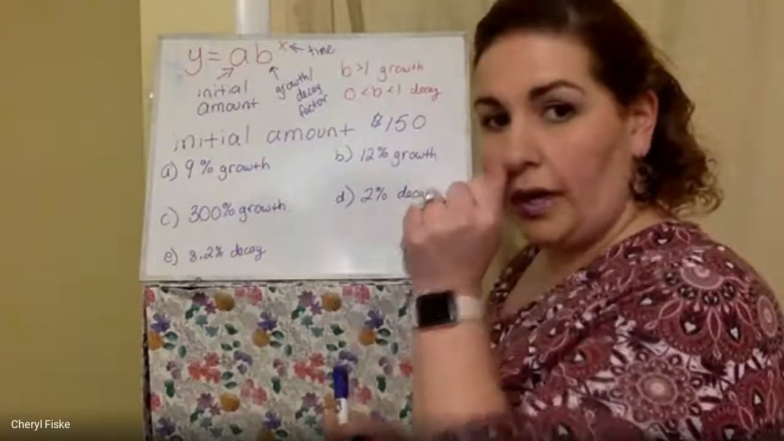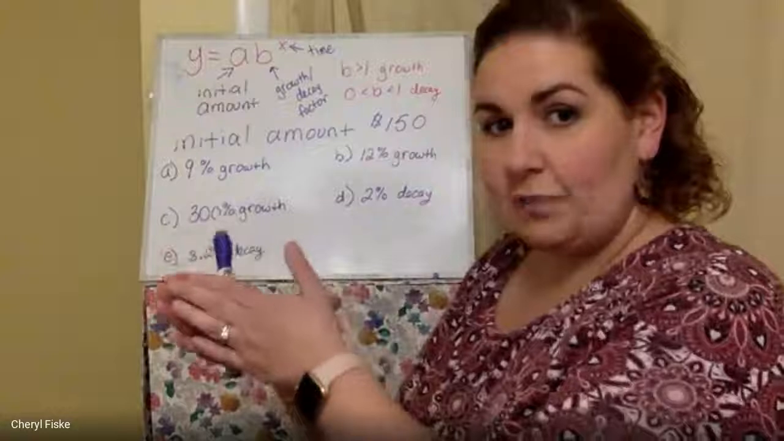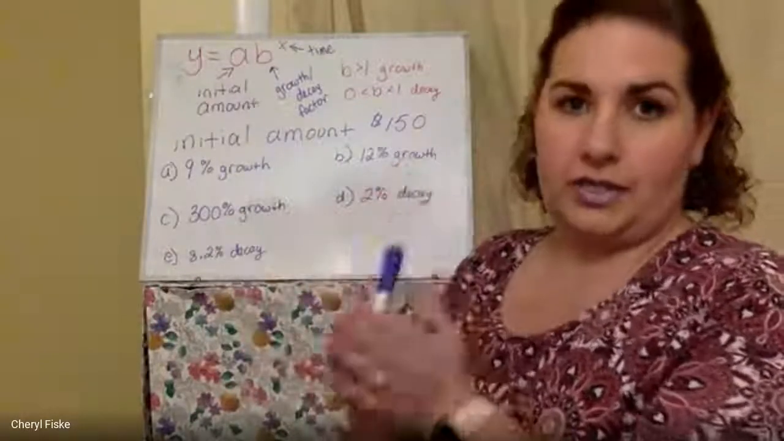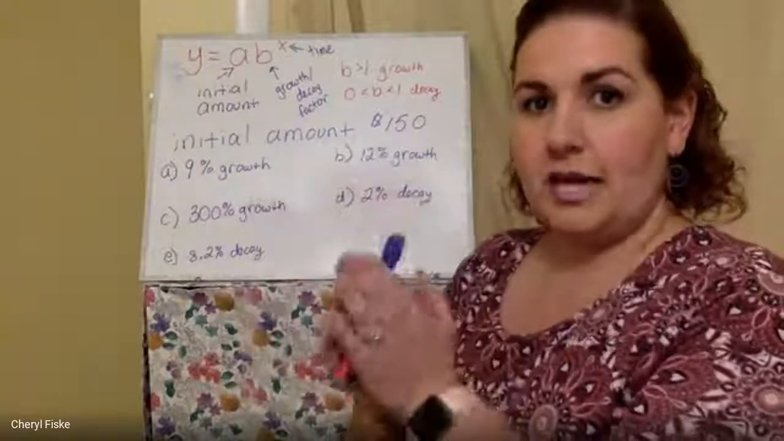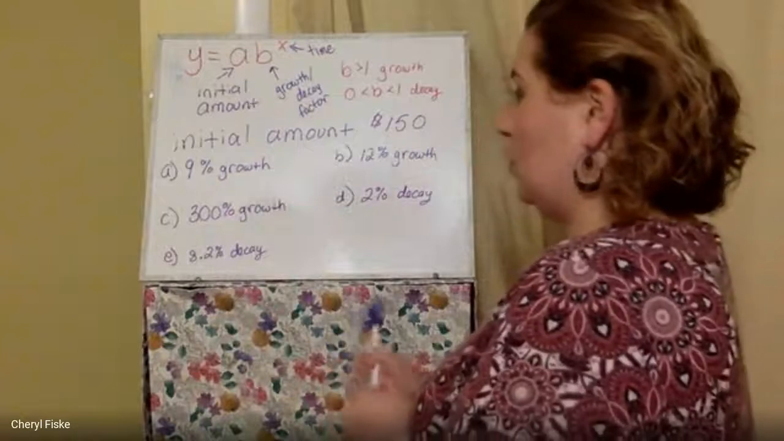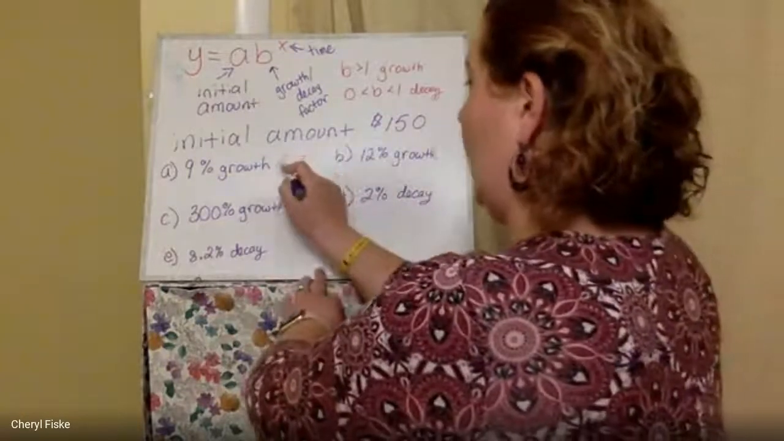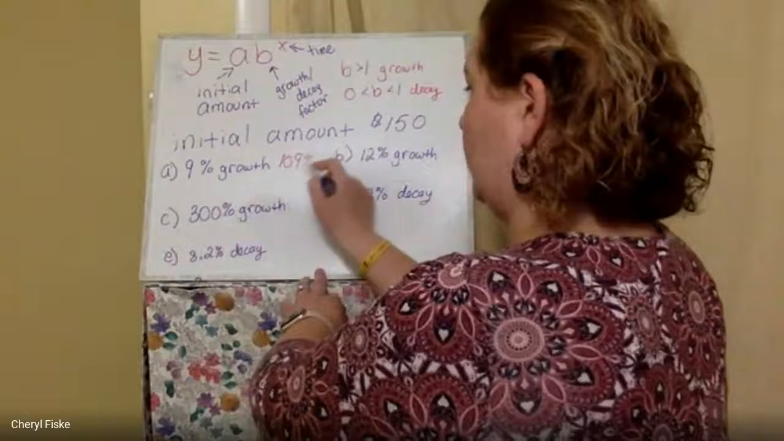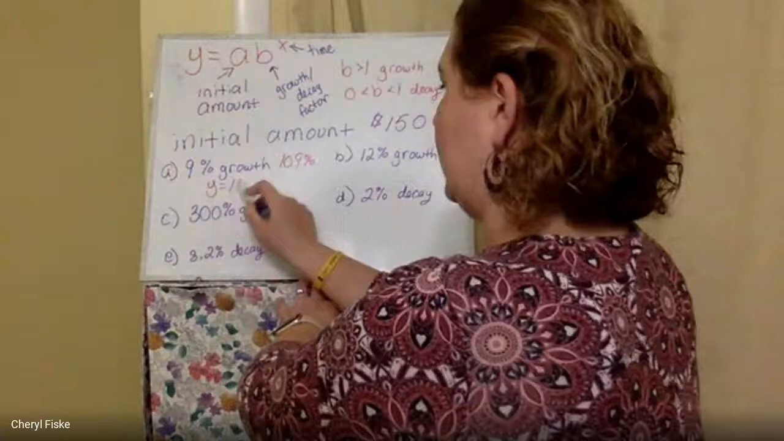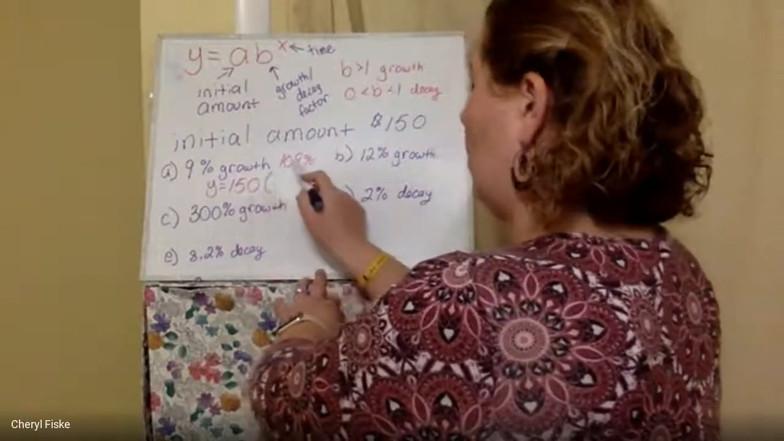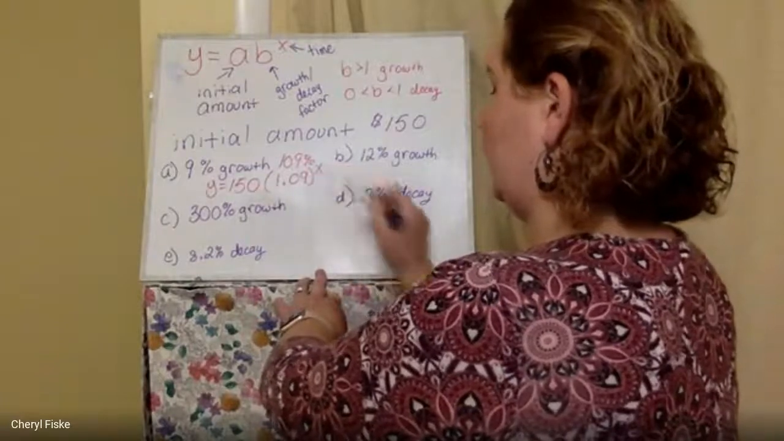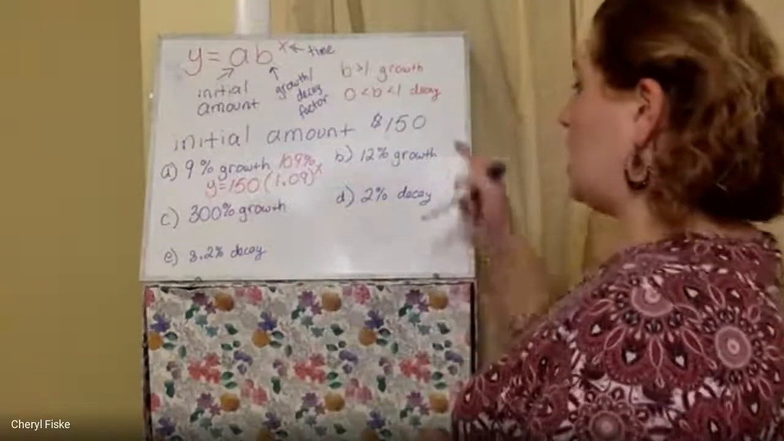9% growth. So it is growing. It is keeping its 100%, and then it grows an additional 9%. So that is actually 109%. So Y equals, my initial amount is 150, times 109% as a decimal, 1.09, to the X. That's where that comes from.